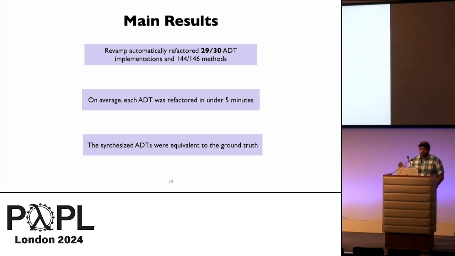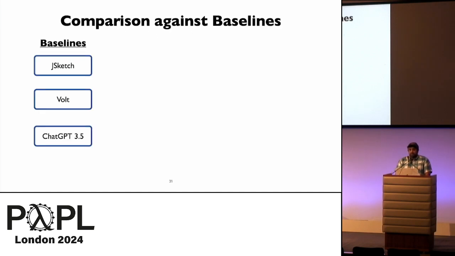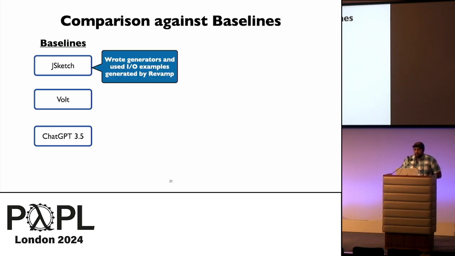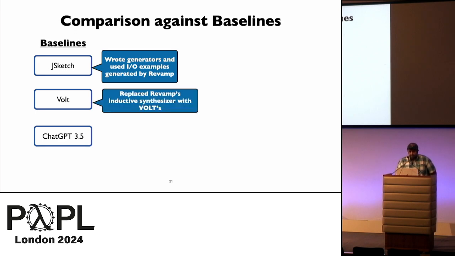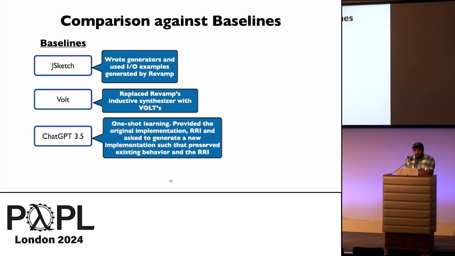And then we manually inspected the synthesized ADTs afterwards and found that they were equivalent to the ground truth ones written by the developers. We also compared against a few baselines, JSketch, Volt, and ChatGPT. For JSketch, we manually wrote generators and also used the IO examples generated by Revamp as the spec. Volt is another tool that does a similar task called data structure refinement, and we replaced our inductive synthesizer with Volt's. And finally, we used ChatGPT in a one-shot learning setting.